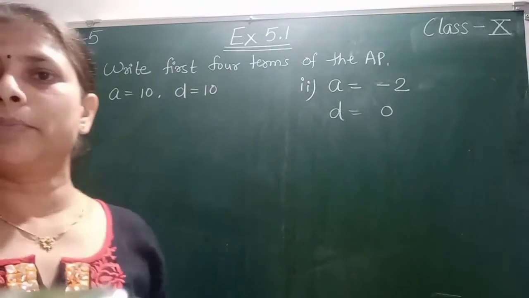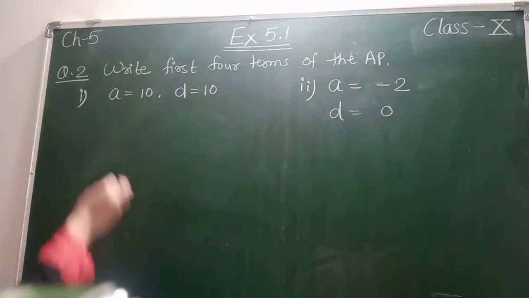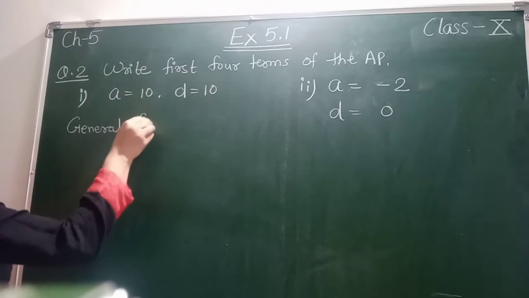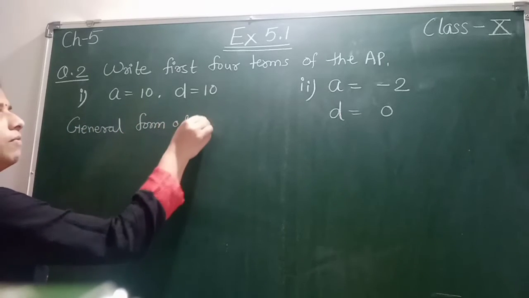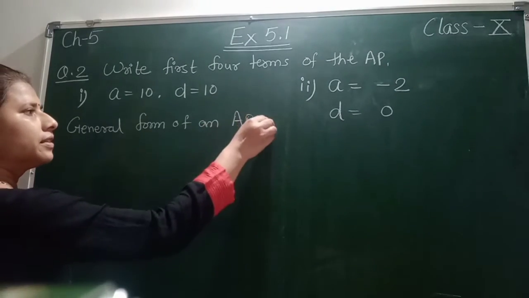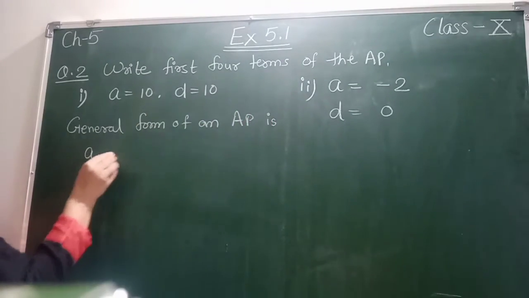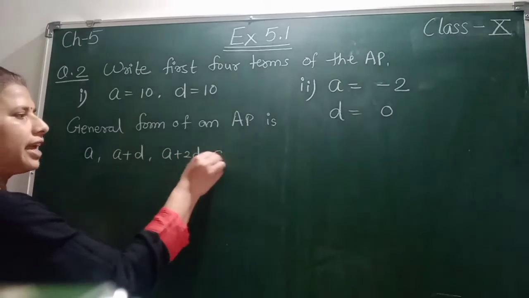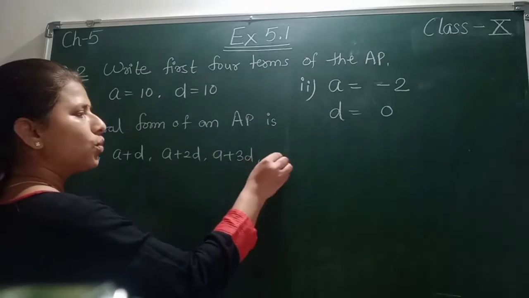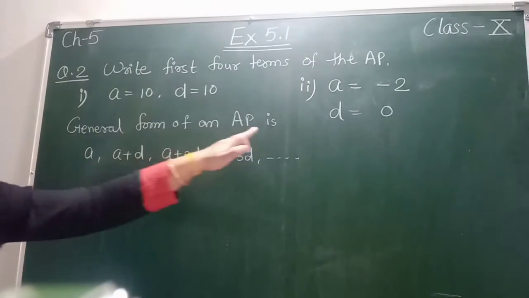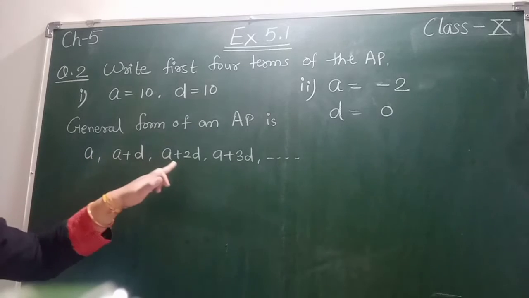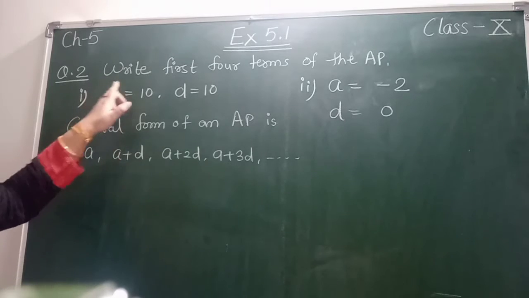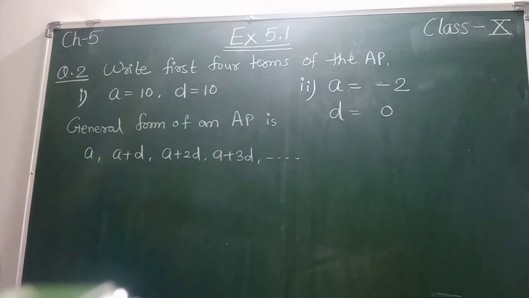Students, as we learnt in the previous video also, the general form of an AP is a, a plus d, a plus 2d, a plus 3d, and so on. This is the general form of an AP. So with the help of the general form, we can easily find the first four terms of that AP.